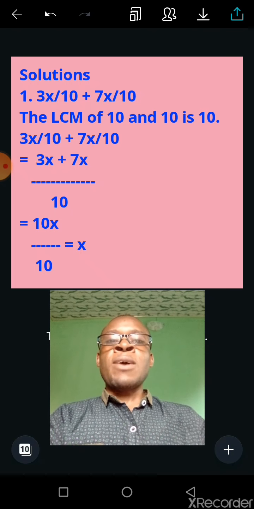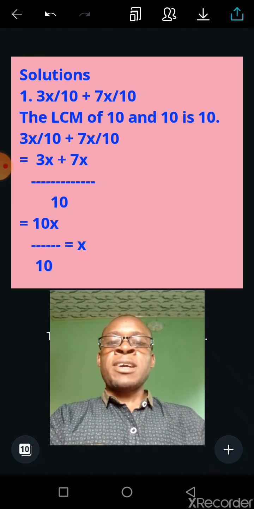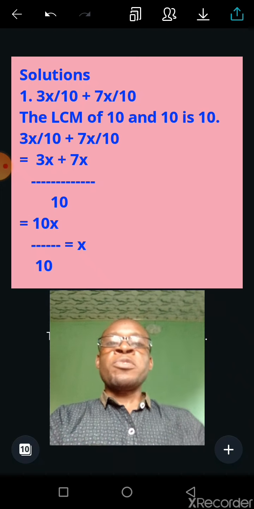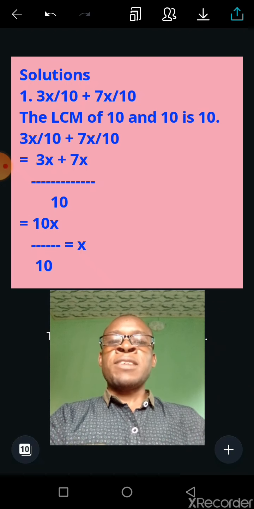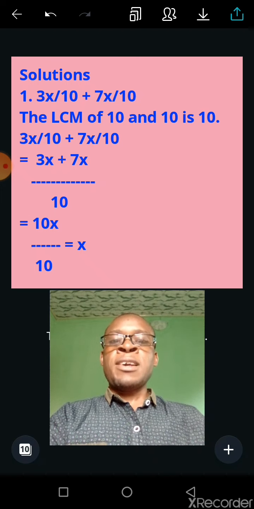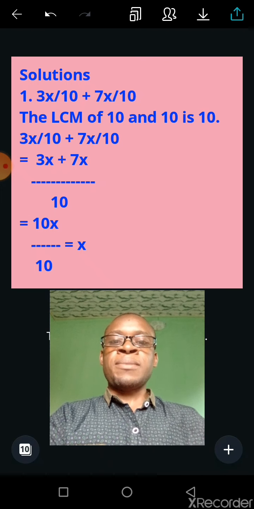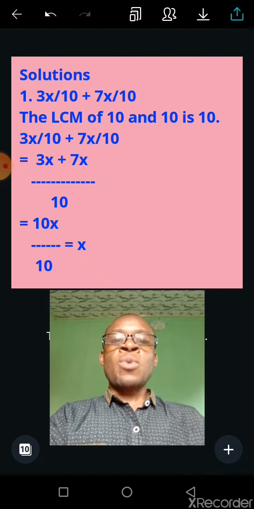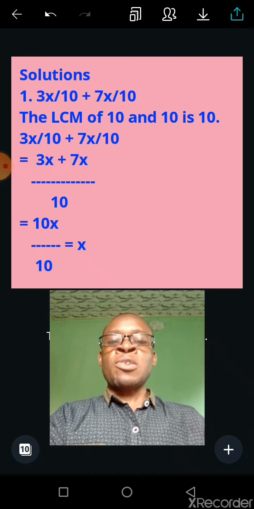We need to place our LCM on the denominator side. Then go to the first fraction, where we have 3x over 10. Then we say 10 divide 10, that is 10 there divided by 10 of the LCM. We have 1. The 1 times 3x, that is the numerator, we have 3x. We go to the next fraction, where we have 7x all over 10. We say 10 divide 10 of the LCM, we have 1. The 1 times 7x will give us 7x. So that's why we have 3x plus 7x all over 10.